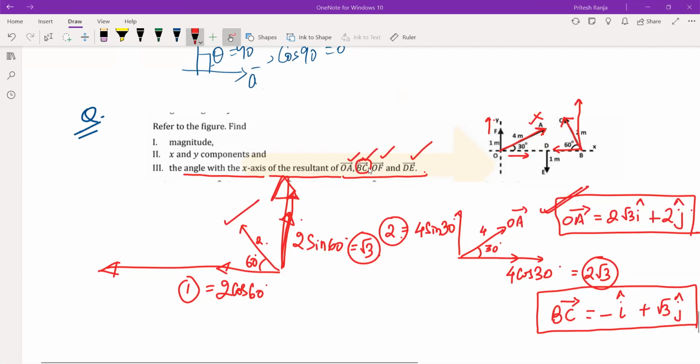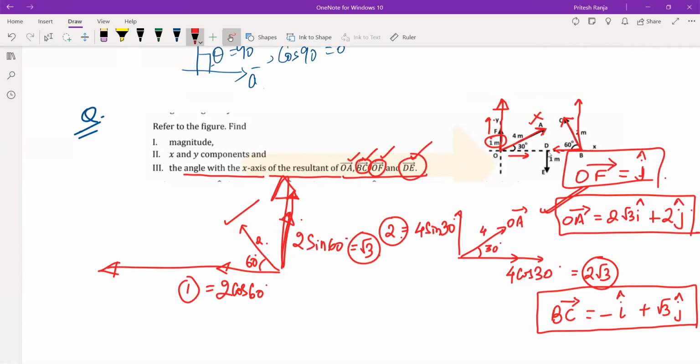Now we move to finding OF vector. OF vector, you can see there is no need to project because it is along y direction only. So OF vector, we can write it as 1 into j cap. So it will be j cap only. And similarly, we have DE vector along negative y direction. So DE vector can be written as minus j cap.